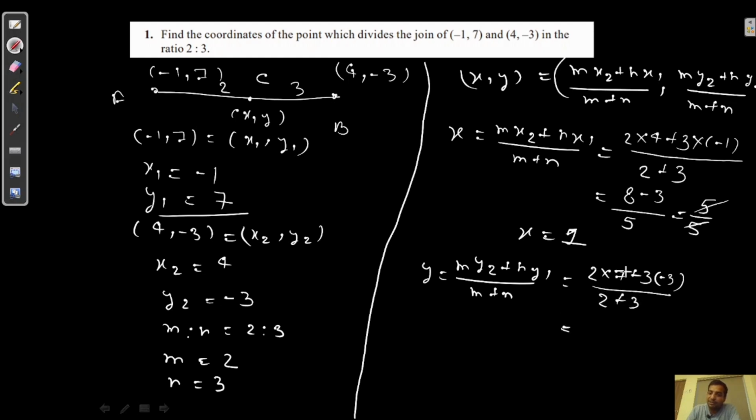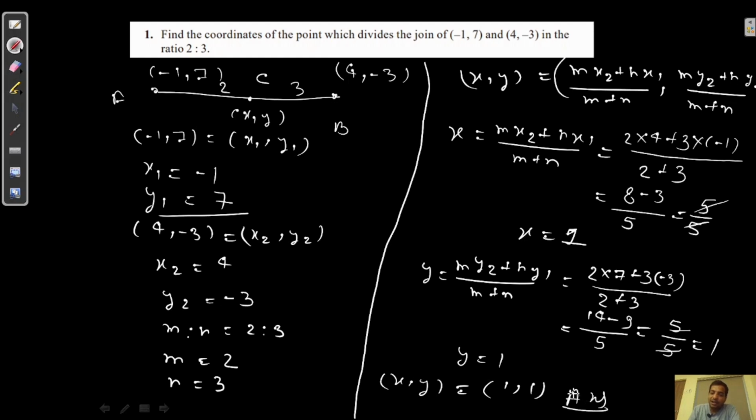Very good. Just repeat with me. 7 into 2. What is it? 14. 3 into minus 3. It is minus 9. 3 plus 2, 5. When we will solve, 14 minus 9 is 5. 5 divided by 5. Let us cancel it. We are having 1. So we are also having value of y is 1. Our coordinate is x comma y. The value of x we have got 1. The value of y we have got 1. So this is our answer.